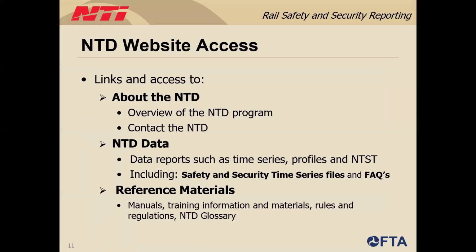The NTD data section provides access to published data products, including safety and security time series files, which is an excellent source for reviewing your agency's statistics and for peer comparison to other NTD reporting agencies. Also located here is the safety and security frequently asked questions. You will also find current and annual data profiles, monthly ridership statistics, and the National Transit Summary and Trends document. Under the reference material, you'll find the NTD glossary, various policy manuals, quick reference guides, and information on training conferences and more.